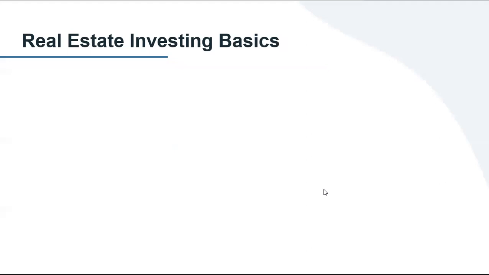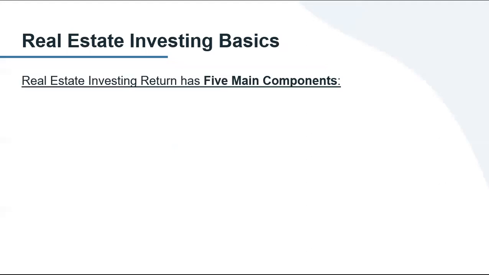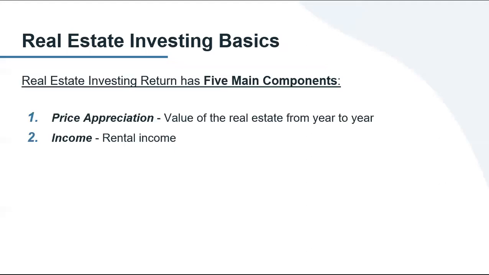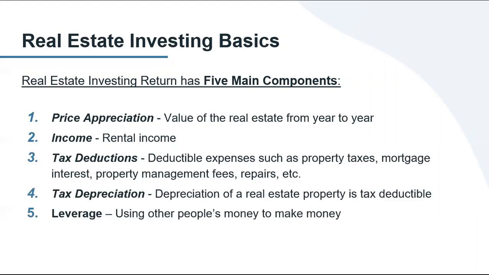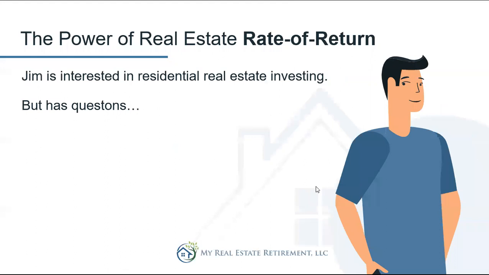So there's more to the rate of return now. In fact, there are five main components to the rate of return for real estate. We're going to go through each of these. We just talked about price appreciation. Let's next talk about income. Income is looking at rent from real estate.